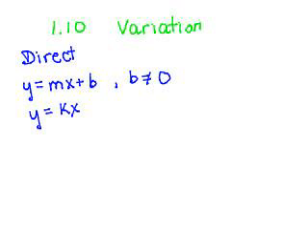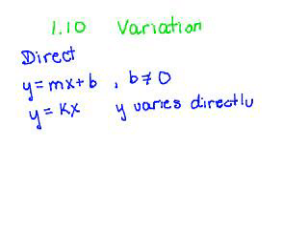Okay. In this simpler model, y is said to vary directly as x. Or sometimes they'll say y is proportional to x, or directly proportional. Okay, so that's just different words for the same thing. But that's an example of a direct variation.